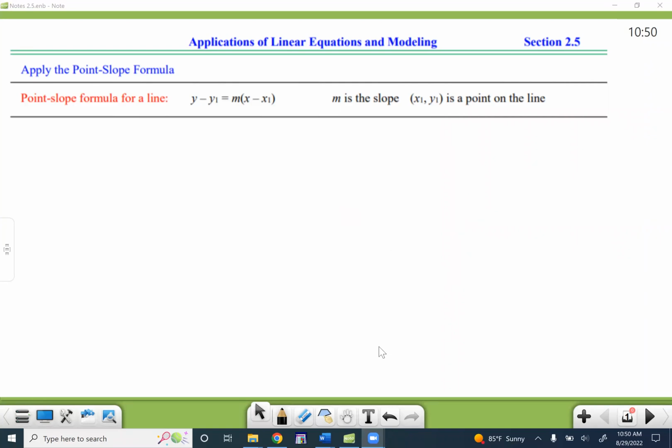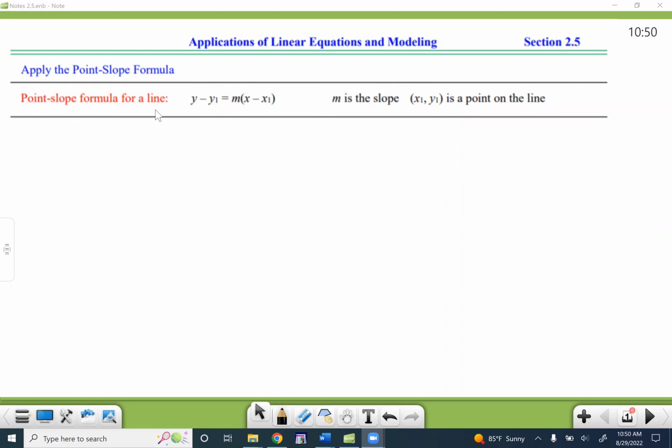Hey, welcome everybody. We are going to continue our discussion of lines. This is more stuff that many of you have had exposure to in high school. In the middle of the screen, you're going to see a very important formula. This is called the point-slope formula for a line.